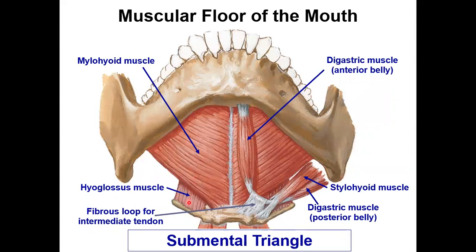Okay. So here's a better picture of your mylohyoid muscle. And you can see why we call it the fan muscle. Here's that median raphe where the two muscles are connected. And you can see how they're attached to both the hyoid bone here, as well as your mandible, coming across like a fan. Again, here's our anterior belly of digastric, and then the posterior belly. Here's the stylohyoid muscle. And then deep to the mylohyoid muscle is your hypoglossal muscle.